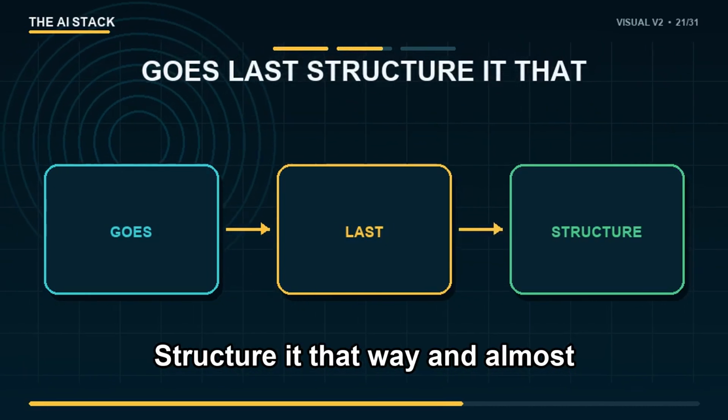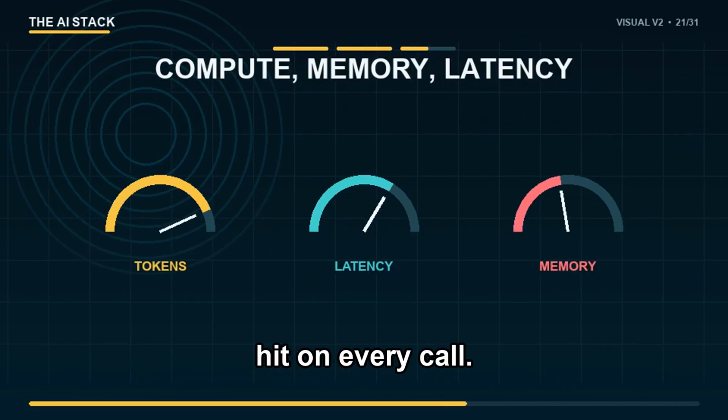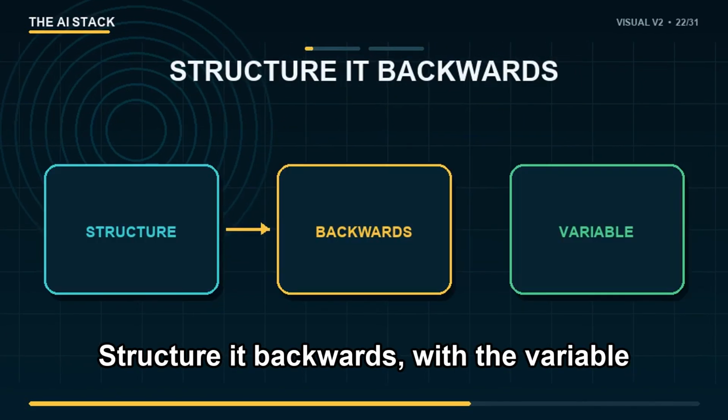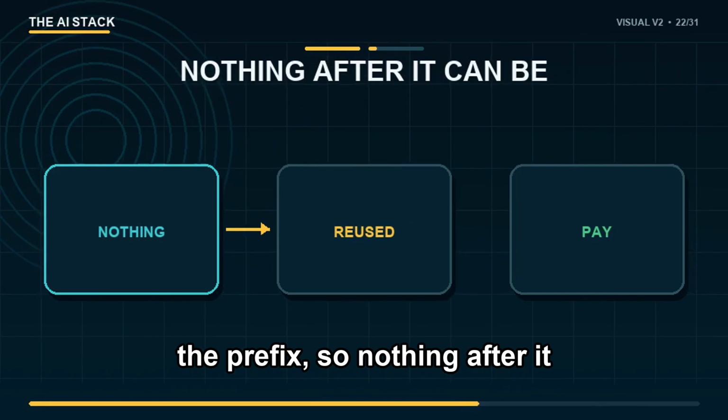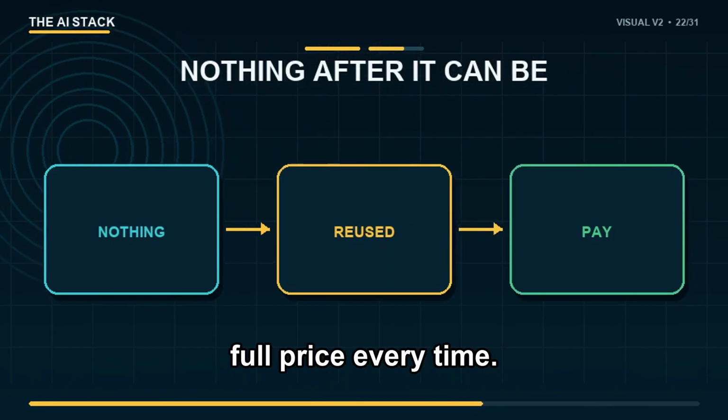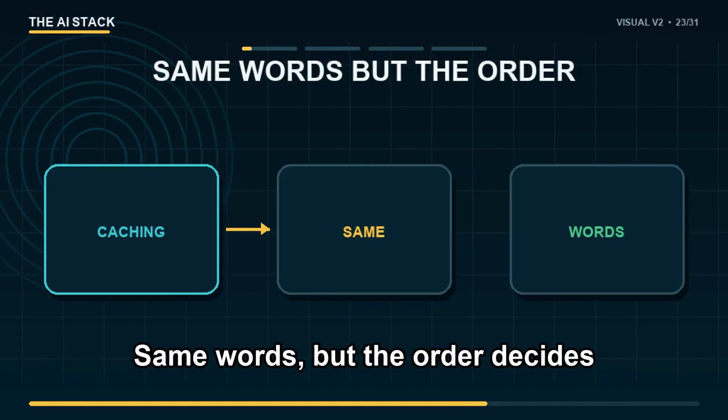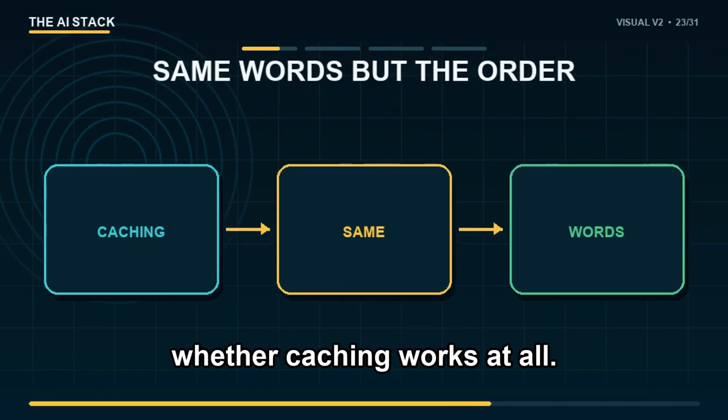Structure it that way and almost your entire prompt is a cache hit on every call. Structure it backwards, with the variable part up top, and you poison a prefix, so nothing after it can be reused and you pay full price every time. Same words, but the order decides whether caching works at all.